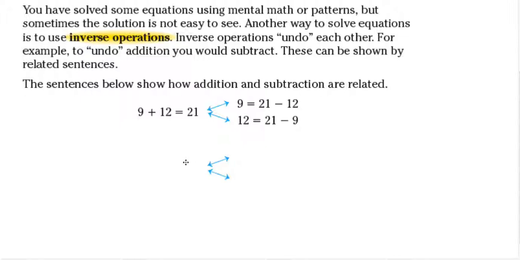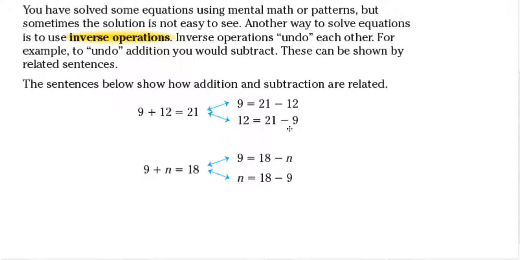Another good example: instead of all numbers, let's put in a variable. What if we have 9 plus n equals 18? Following the same principle, that would be 9 equals 18 minus n, or n equals 18 minus 9. So you have addition, and the inverse operation would be subtraction.